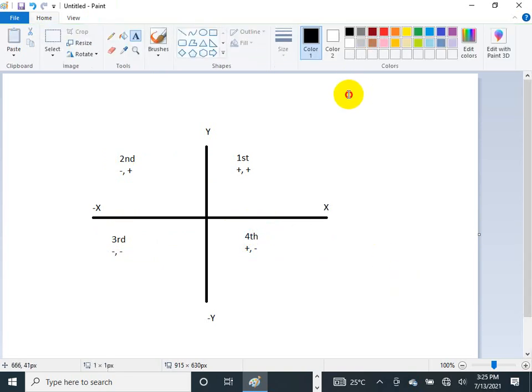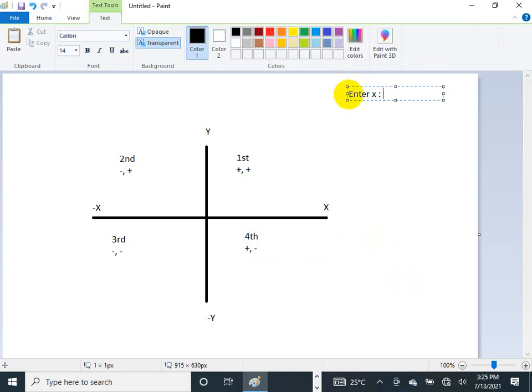Now in the program, the user enters x. Let's suppose x is 5. Now we enter y. Let's suppose y is minus 4. So x is positive and y is negative, that is the fourth quadrant.